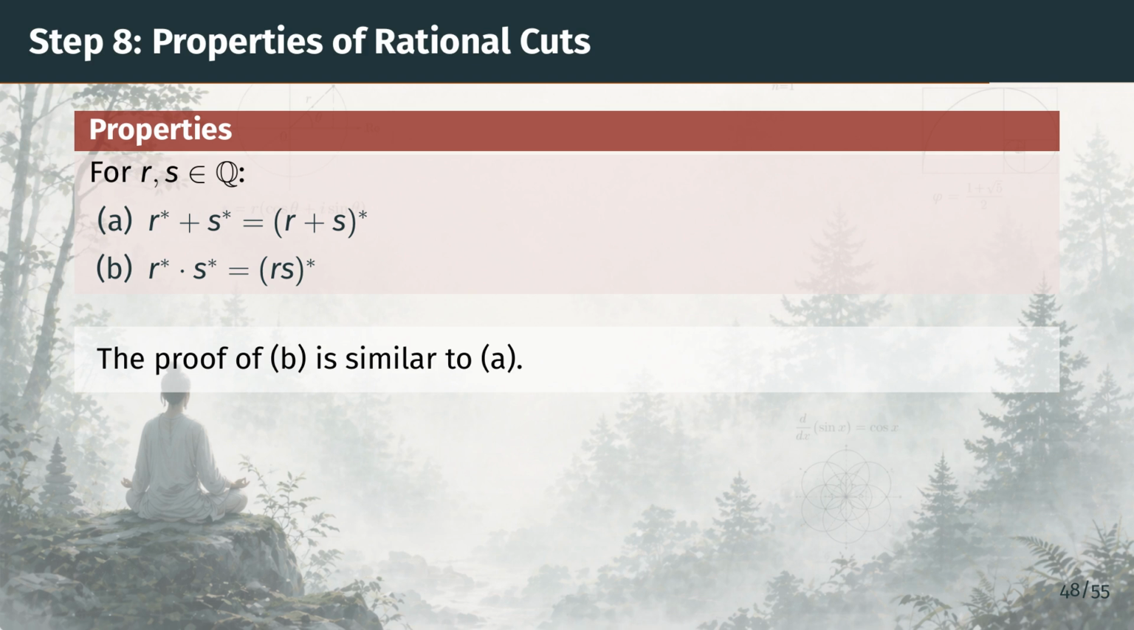The second property says that multiplying rational cuts corresponds to multiplying the rationals. The proof follows the same pattern as part A. The third and final property concerns order.